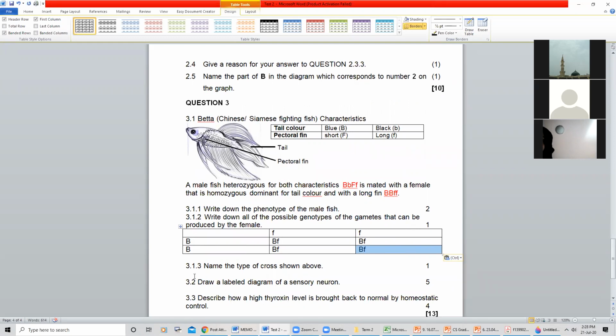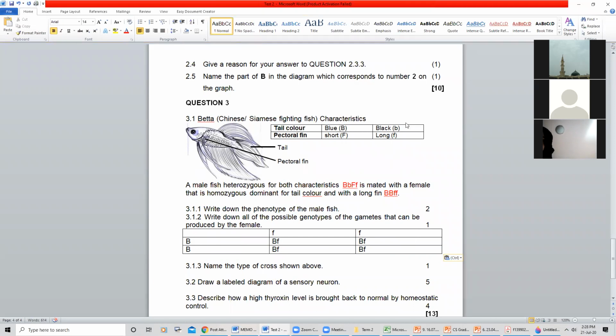Then 3.1.3, name the type of cross shown above. What type of cross is this? We've done many types of cross. There's complete dominance, incomplete dominance, co-dominance, sex-linked, blood groups, dihybrid. Good. Right. So this one here, you can see they're talking about two different characteristics at the same time. So they're talking of the tail color and the size of the fin. Since you're looking at two characteristics at the same time, that is known as a dihybrid cross.